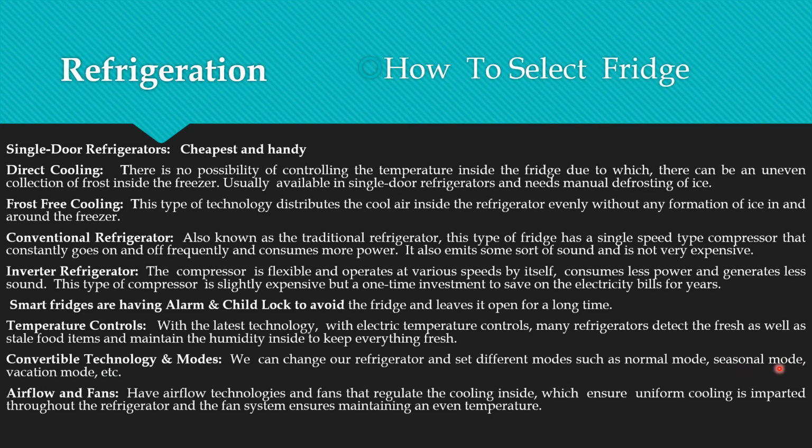Seasonal mode. Normally seasonal mode is for winter and rainy season, when the cool temperature from the freezer will not be reduced further, so you can see moisture formation outside the fridge. This can be avoided when you put it in seasonal mode. So this will reduce the expanded gas temperature to minimum, or we can increase the temperature setting inside the freezer. That will be done automatically by the seasonal mode.